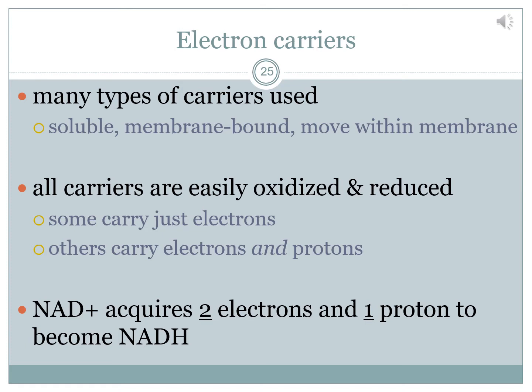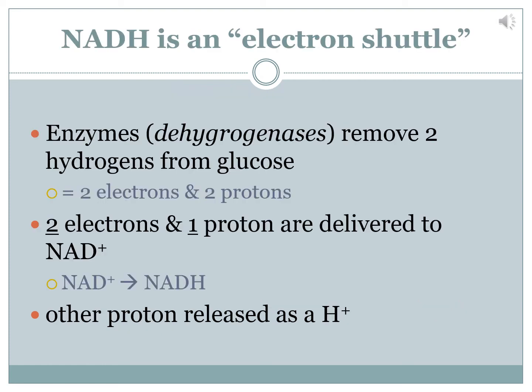There are many types of electron carriers. Generally, they are soluble, membrane-bound, and move within the membrane. All carriers are easily oxidized and reduced. Some carry just electrons, while others carry electrons and protons. Again, we are focusing here on NAD+, which will acquire 2 electrons and 1 proton to become NADH. So NADH is an electron shuttle.